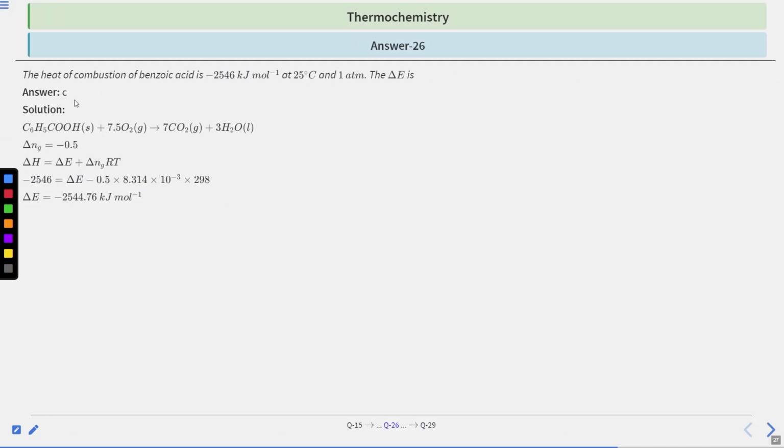Okay, so the correct answer is option C. We have this equation for the combustion of benzoic acid, and del Ng you can see is minus 0.5, because the gaseous molecules in the product are 7 and in the reactant are 7.5. So 7 minus 7.5 will be minus 0.5, and we know that del H equals del E plus del Ng RT. On putting the values in this equation, we have del E equal to minus 2544.76 kilojoule per mole. So option C is the correct answer.